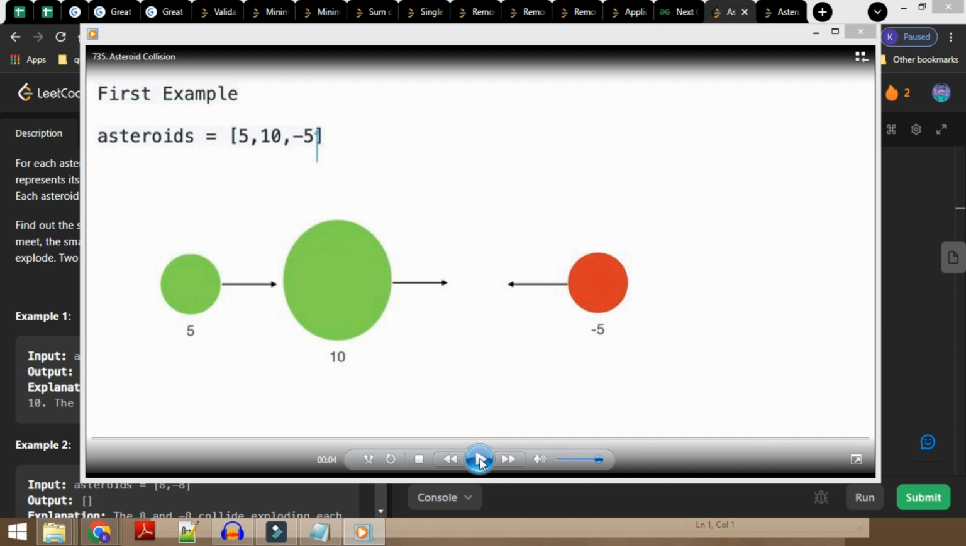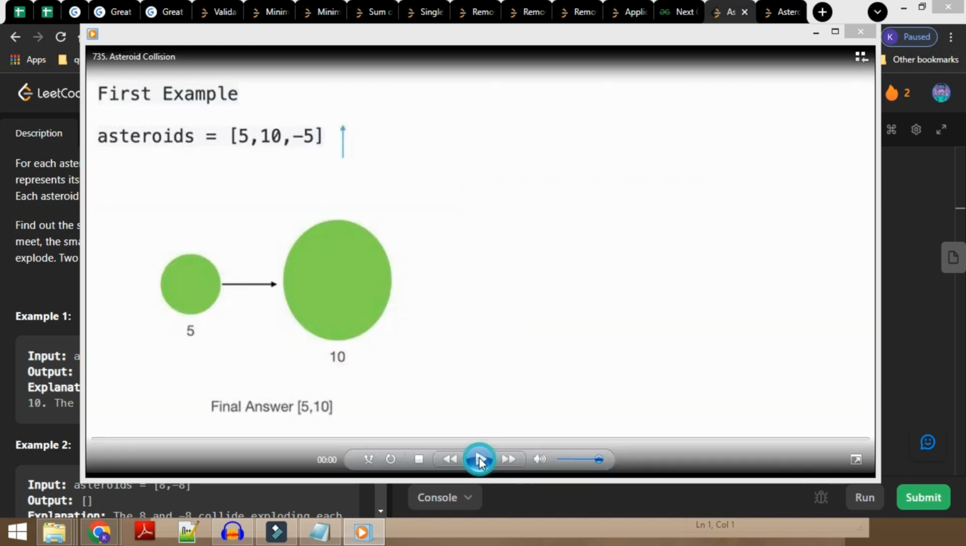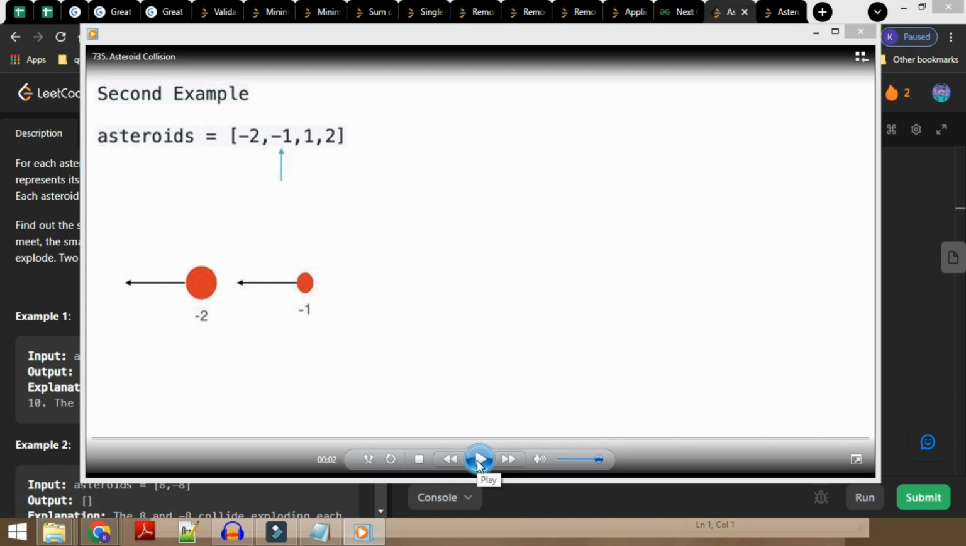Let me play this and give you some more examples. Okay, let me just play. All right, as you can see, the minus 5 has been removed, right? Because of the collision, the 10 has survived at the end. Let's play the video once again. Let's take a look at the next example.